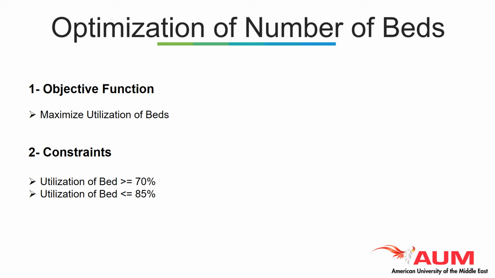The National Institute for Health and Care Excellence stated that average bed occupancy rates greater than 85% have the risk of experiencing regular bed shortages and increased infection rates. However, average bed occupancy rates below 70% lead to excess capacity and unemployment of resources. Therefore, the objective of OptiQuest is to set up an optimization model to maximize the utilization of beds, subject to the utilization of beds being above 70% and below 85%.